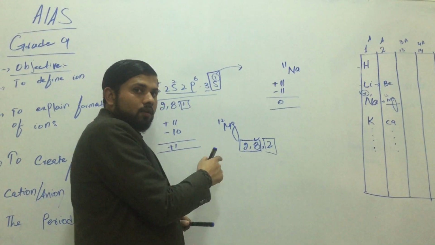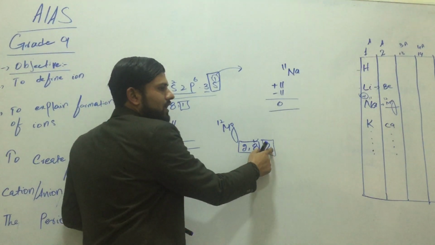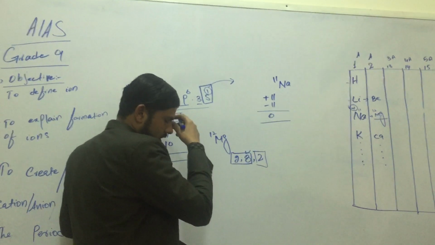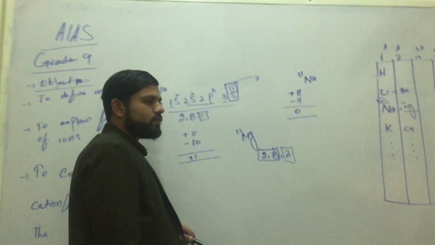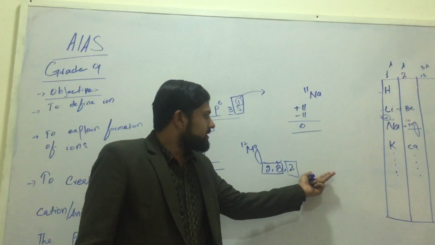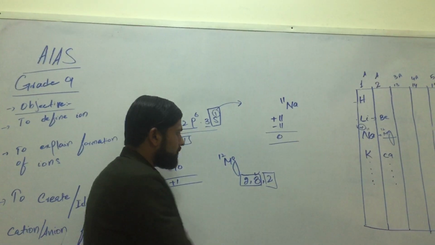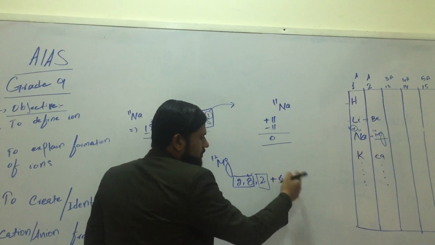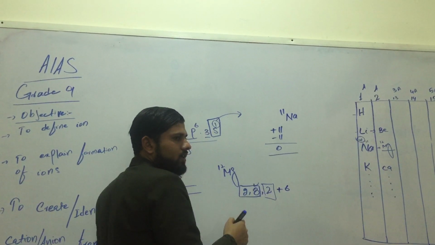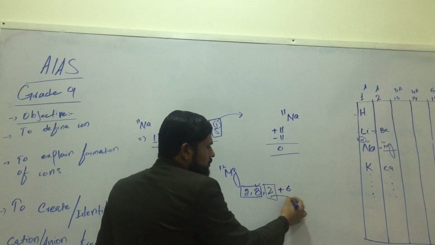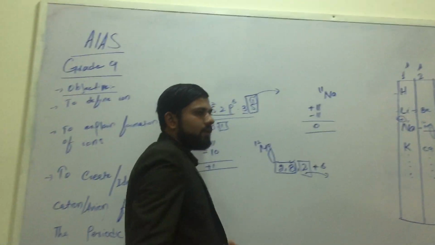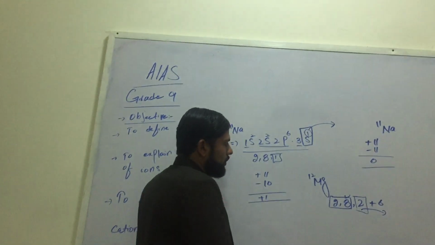Okay, so this element is always trying to get a number 8. Now there are two methods. One is that it should take 6 plus some from someone. It can take 6 from someone to become 8, or it can easily give these two to someone else, then it will be following the octet rule.